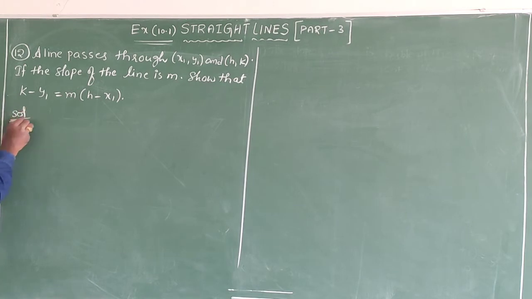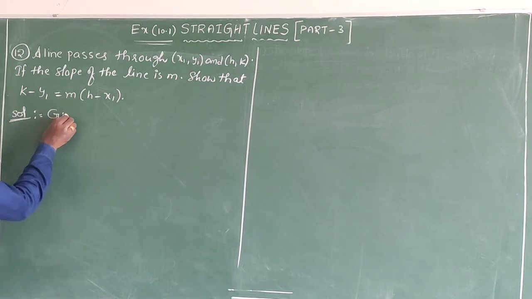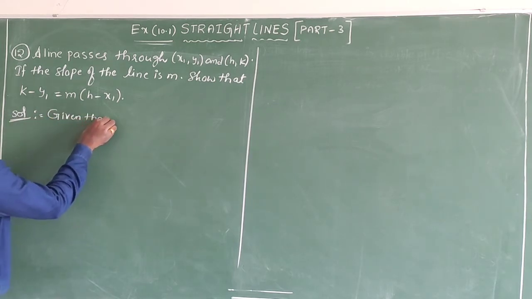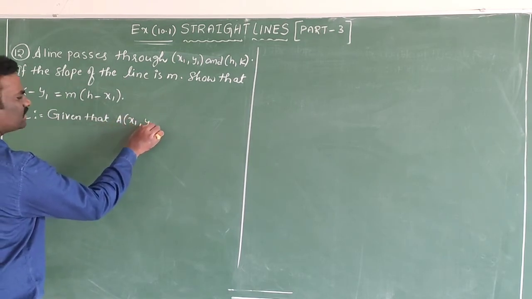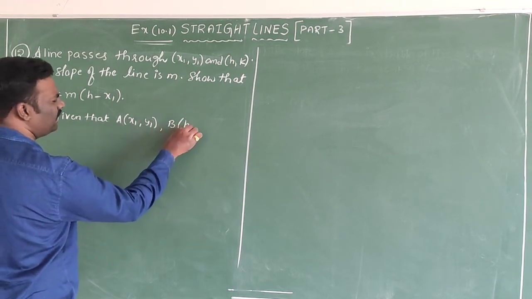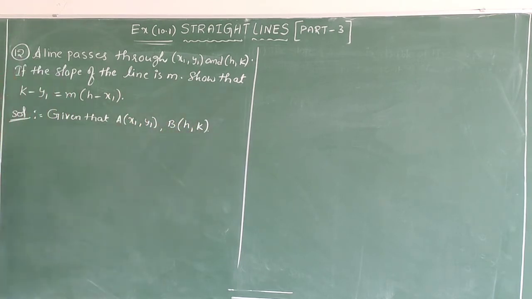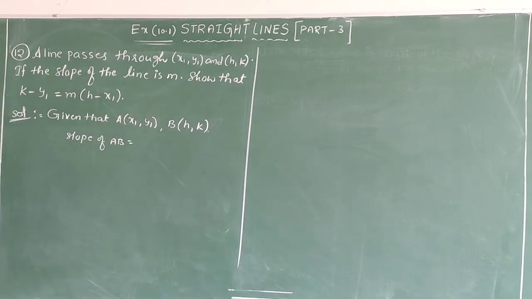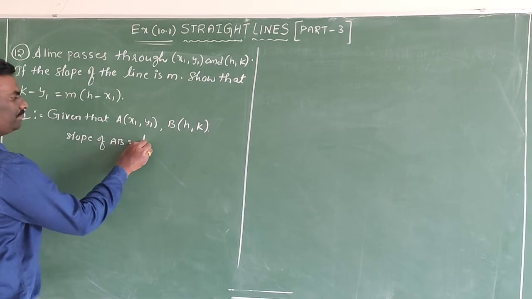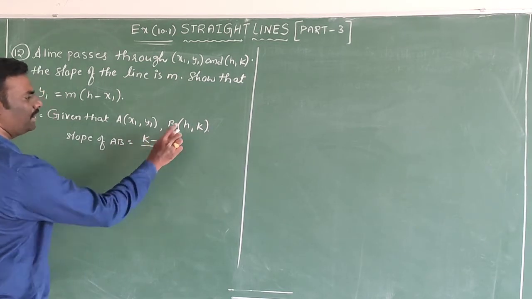Solution. First 2 points are given. I took the first point as capital A, x1 y1, capital B, h comma k. Okay. Now slope of AB I will find. What is the slope formula? y2 minus y1 by x2 minus x1. That is nothing but k minus y1 by h minus x1.